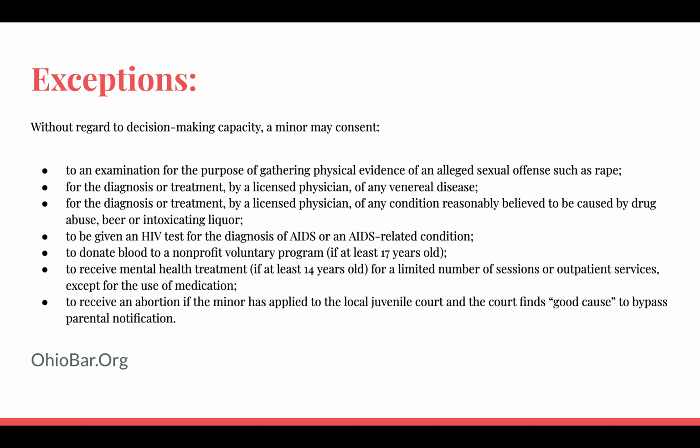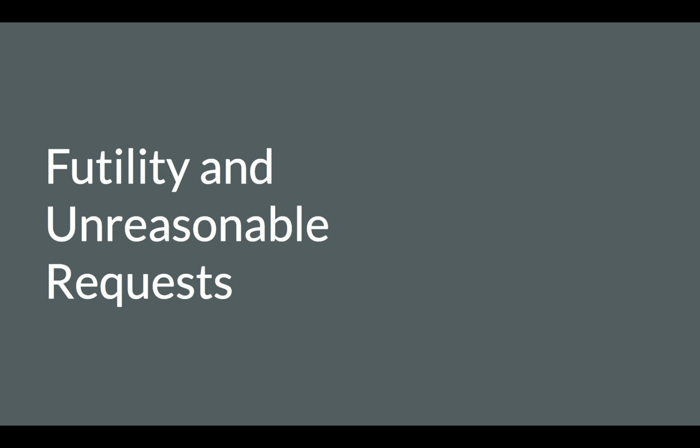They can donate blood if they're 17, and they can receive mental health treatment if at least 14 years old for a limited number of sessions or outpatient services, except for the use of medication. So they can see someone as an outpatient, but once they get medication, they must have an adult consent. And then to receive an abortion, if the minor has applied to the local juvenile court and the court finds good cause to bypass parental notification. So that one does involve a court process. And other things. I think it would be very rare if you ever saw that, but that's out there.